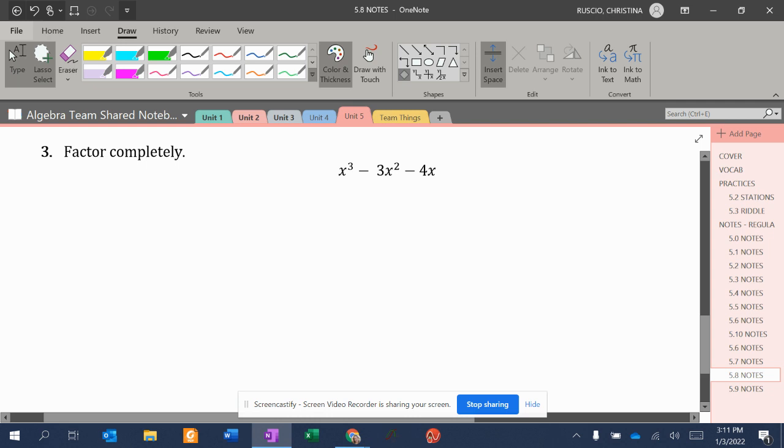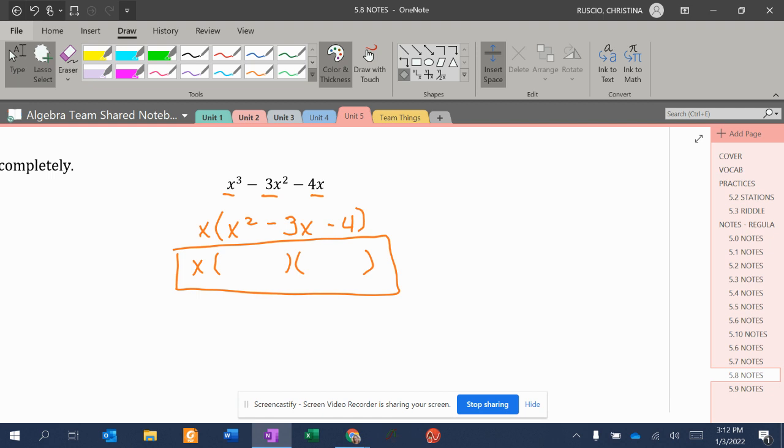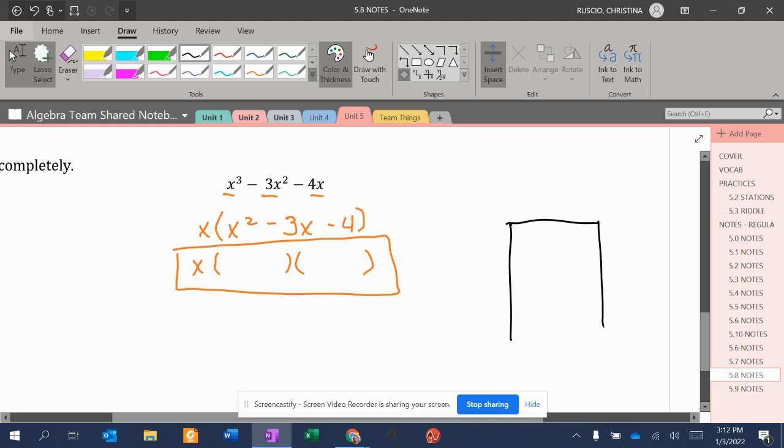All right, moving on to number 3. Remember, GCF is not always a number. Sometimes it can be a variable. In this case, all 3 of my terms have x's. So let's factor out an x. X squared minus 3x minus 4. And do you notice what we have left is a trinomial? So our final answer needs to look something like this. But what we need to do off to the side is figure out what that trinomial is factored.